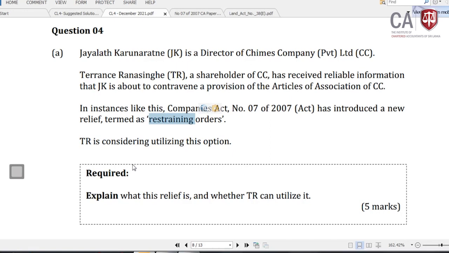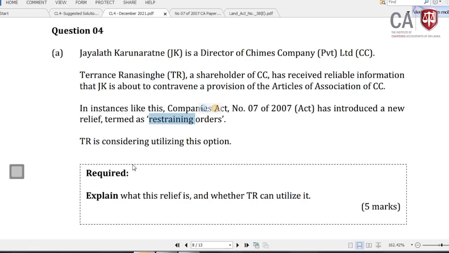Now, restraining orders can be obtained if the company or the directors of the company make an attempt to enter into a transaction in violation of the Companies Act or in violation of the Articles of Association. All these things are not important to the answer, but I am just giving you a background for you to get a better understanding, that is the whole purpose.